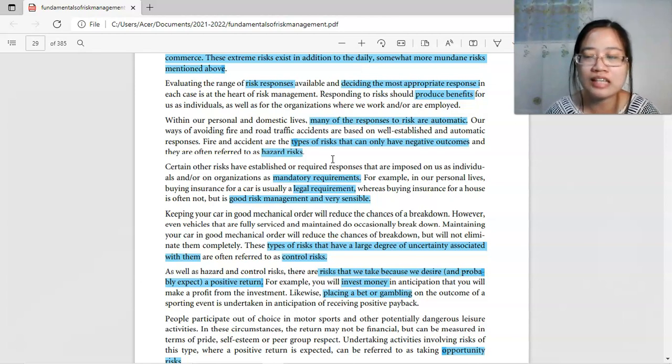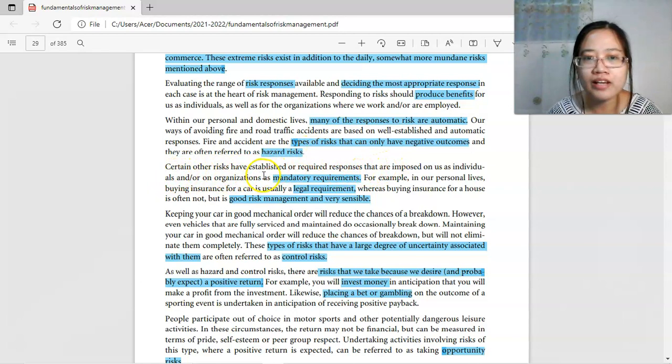Kunwari, yung accident sa traffic. Di ba, kung maingat ka naman na driver, di baka sakali, maiwasan mo yung aksidente. Okay? Or maingat ka sa pagtawid sa kalsada, tingin sa kaliwa, tingin sa kanan, bago tumawid, ganyan. Diba? Mga bagay na tinuturo sa atin ng mga bata pa tayo. Okay. So, yung type na yon, hazard risk. Alright?